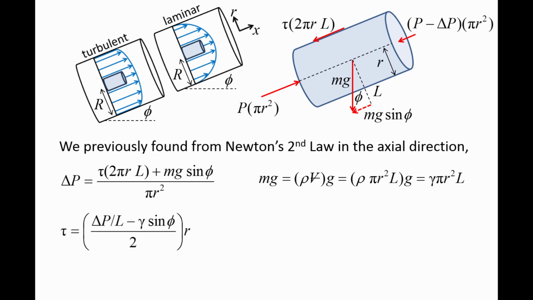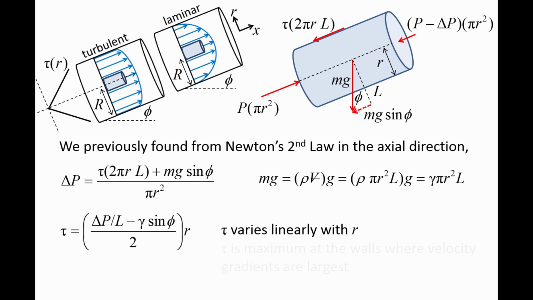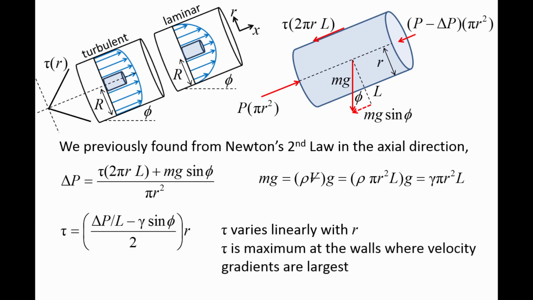Since delta P, L, gamma, and phi are not functions of radius, this means that tau varies linearly with r. The shear stress is 0 at the center of the pipe and reaches a maximum value at the walls where the velocity gradients are largest. These conclusions are valid for both fully developed laminar flows and fully developed turbulent flows. So far, velocity does not appear in this equation yet, but we can relate the shear stress to velocity gradients in the flow.